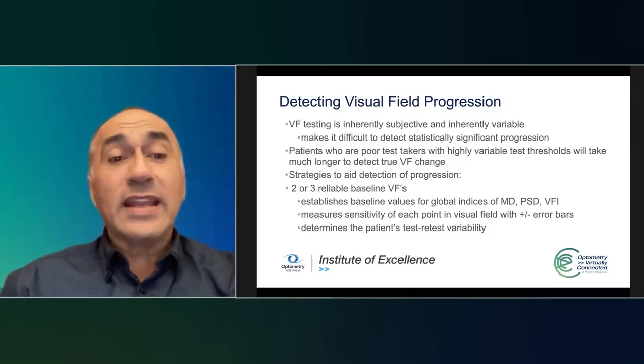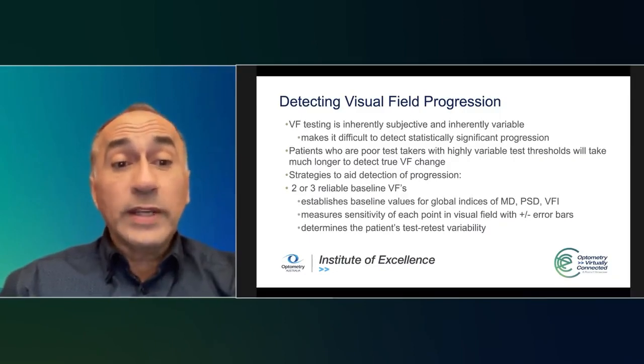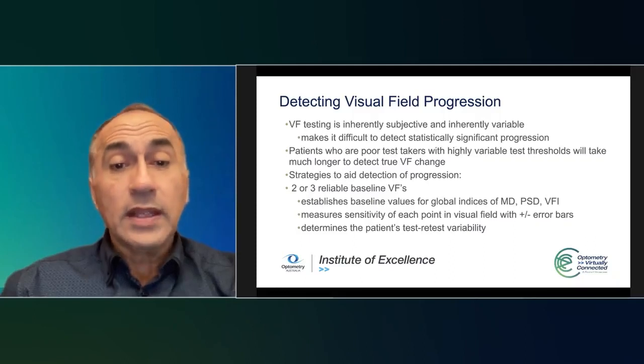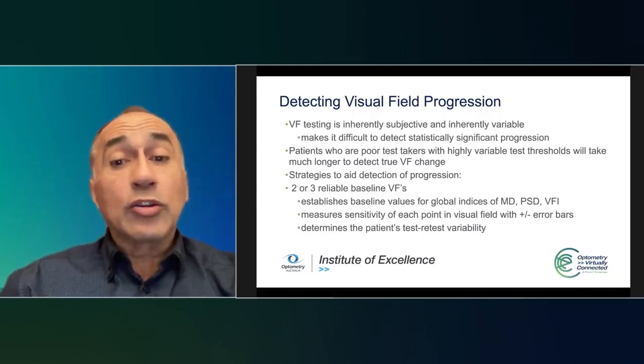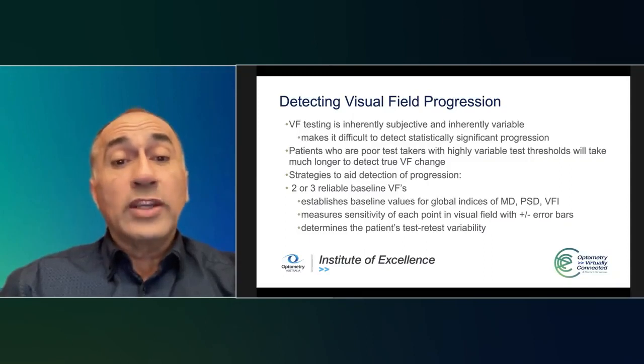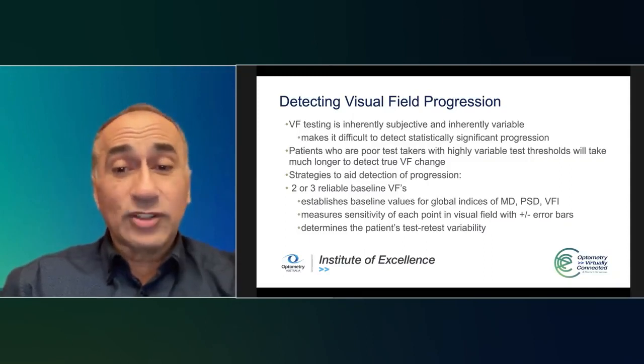What they found is that we need to take 2 to 3 reliable baseline visual fields fairly close together at the time we start seeing the patient for glaucoma management. That gives us baseline global indices, and it gives us a baseline measure for the sensitivity of each of the 54 points in, say, a 24-2 field, or each of the 64 points in a 24-2C.